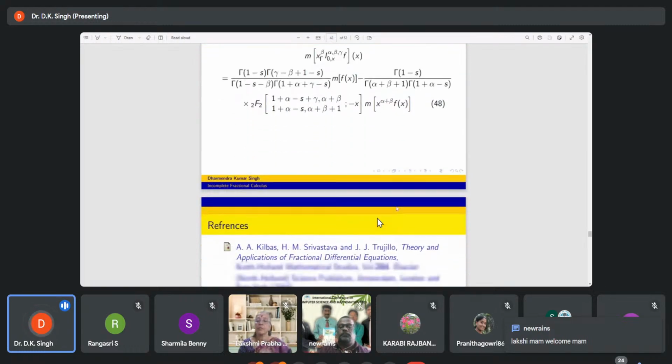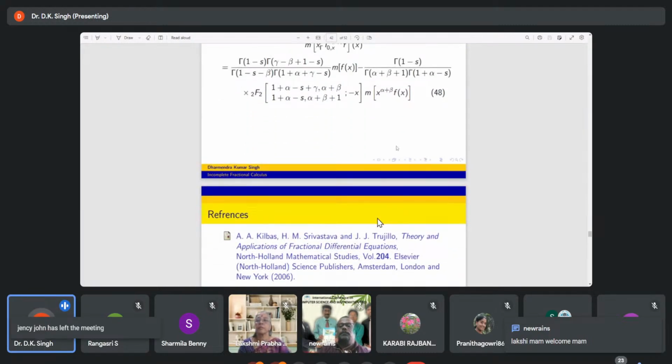This is the form of the Milan transform here. So these are the references. And what is the conclusion of these things here?